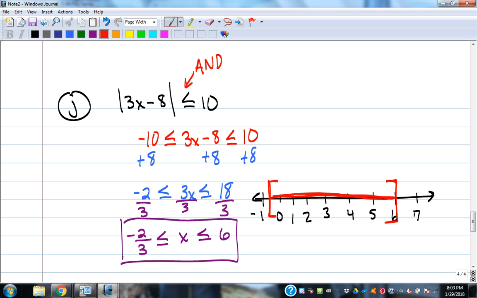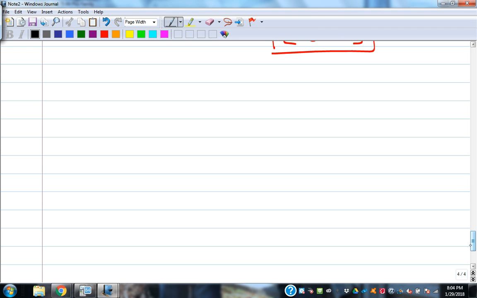Now that makes it super easy for the interval notation because you just start with a bracket, negative 2/3, comma, 6, bracket. And there's the interval notation for that. Set notation in purple, graph, interval notation in red. Being able to bounce between all of those, okay? Now, let's look at another one. Let's say we had absolute value of 2 minus 5x is greater than or equal to 4.